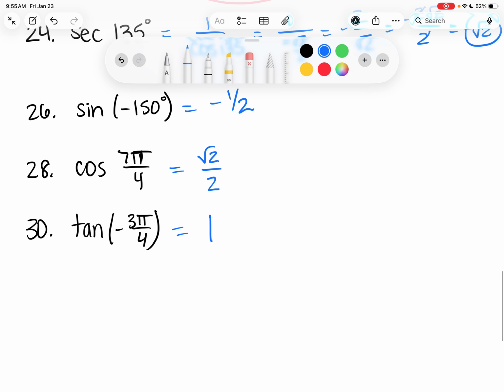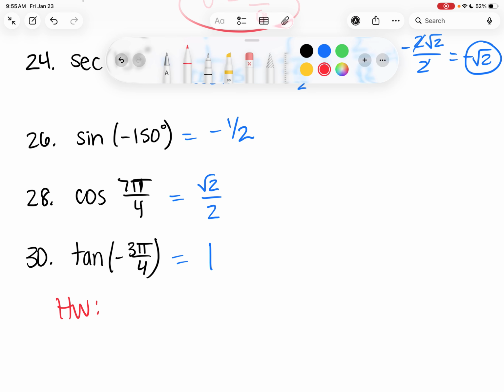Okay, so problems for this section. We've got 3, 5, 7, 15, 17, 21, and then 25, 27, 29, and 31. Those last ones are just using your unit circle.